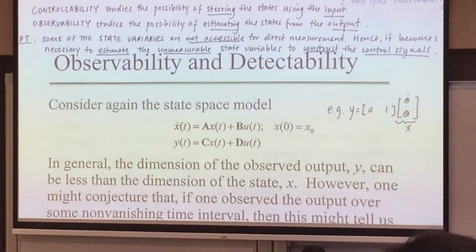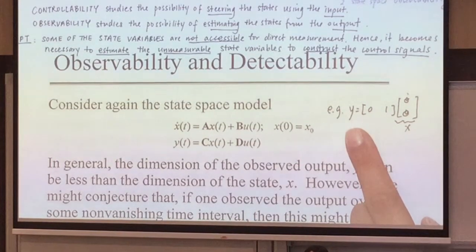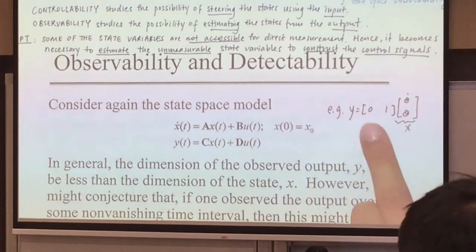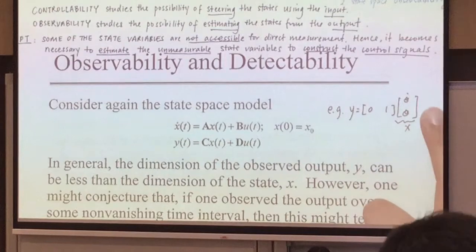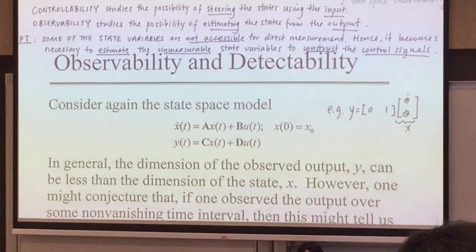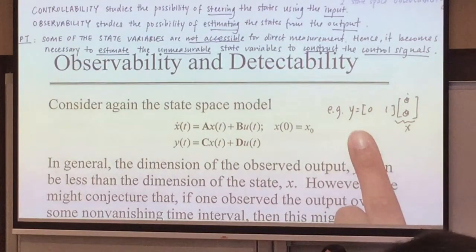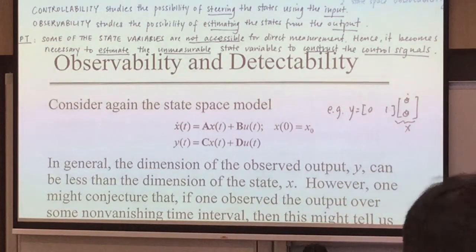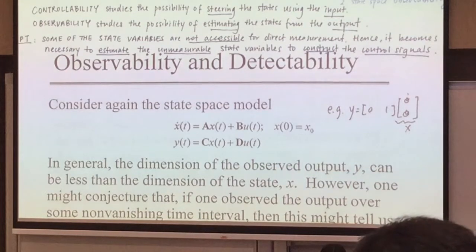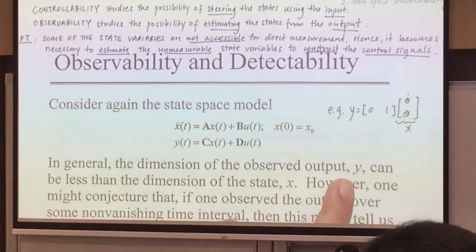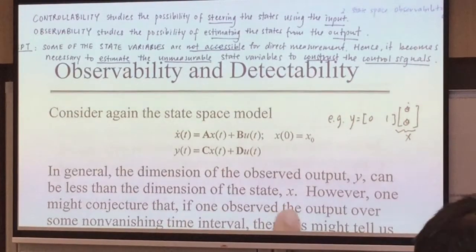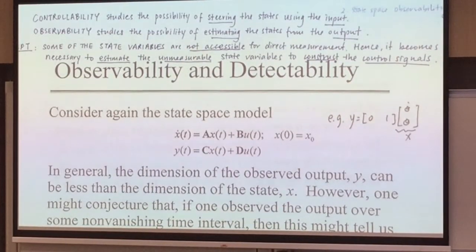Take for instance an example: y, the output, is Cx plus Du, where D is 0 and C is [0, 1]. X is x1 dot x2. So what is y? Y is just x2. In general, the dimension of the output y can be less than the dimension of the state x, because x has two state variables, while y has only one value, which is one of the states.